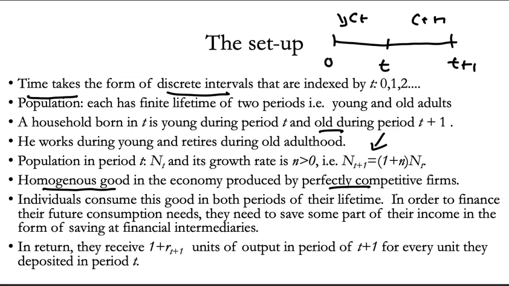So how is he going to consume if he doesn't have any income? In order to finance his future consumption in period t plus 1, he needs to save some part of his income at financial intermediaries, let's say banks. All of the individuals in the economy will save some amount of money from their income during youth, and in return they receive a certain number of units of output in period t plus 1, in the next period when they are old, for every unit they deposited in period t.